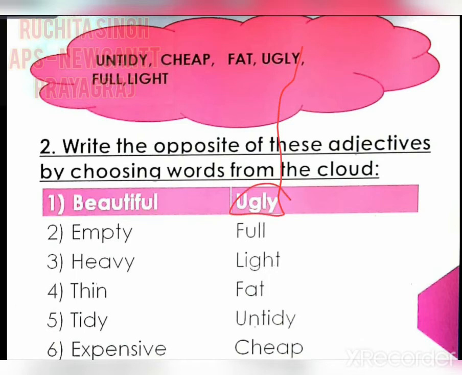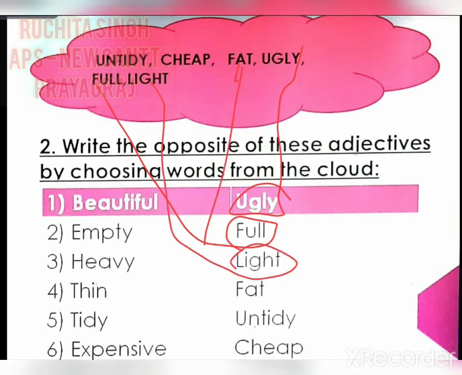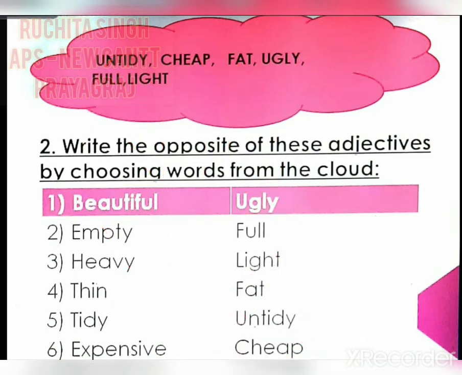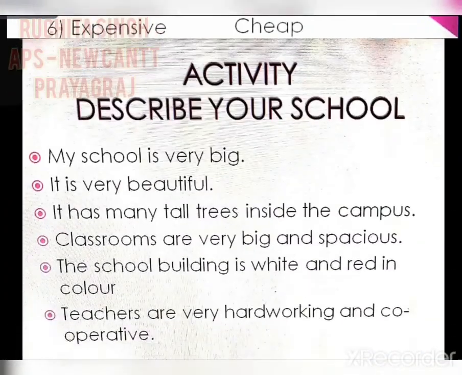Then empty, the thing which is empty is always full. Then heavy. What can be the opposite of heavy? The opposite of heavy is light. Then thin, fat, tidy, untidy. Then if the thing is expensive, the opposite can be cheap. So these are the words which are used to describe the opposite of various words.